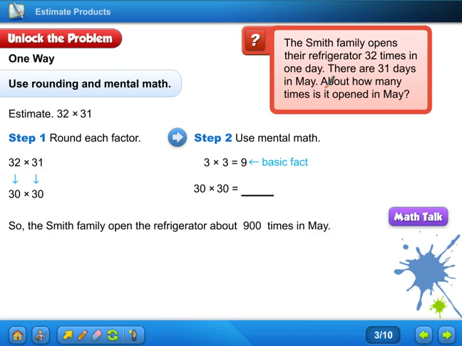So let me think. What is the question asking me? About how many times is the refrigerator opened in May? Well, the information I know is they open the refrigerator 32 times in one day, and there are 31 days in May. So, day 1, they open it 32 times. Day 2, they open it about 32 times. Day 3, they open it about 32 times. So to figure out how many times they open it in that whole month, I'm going to have to multiply.